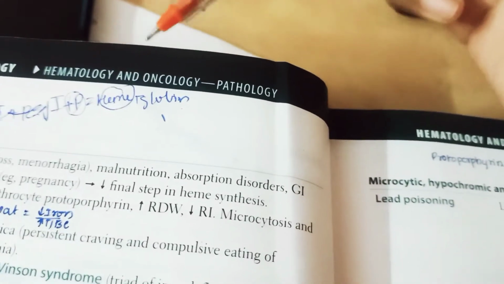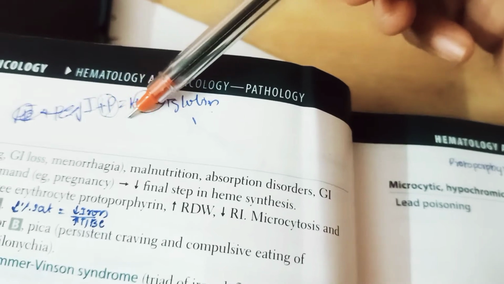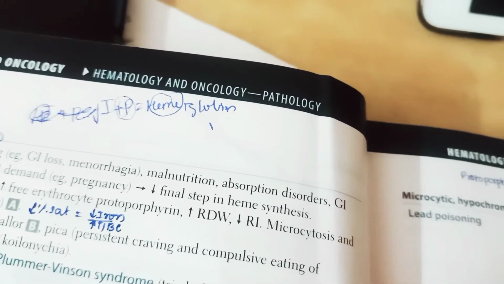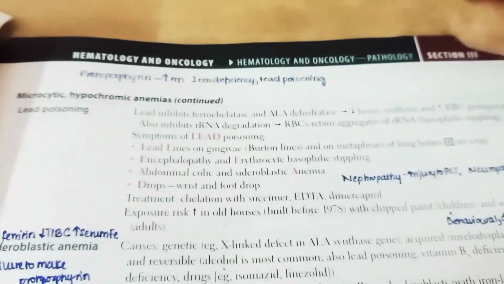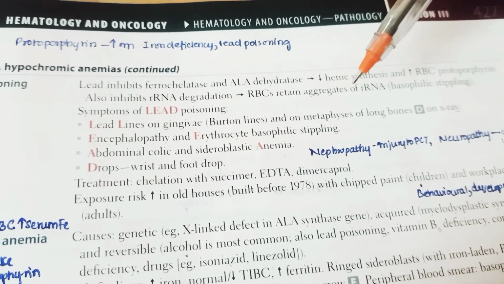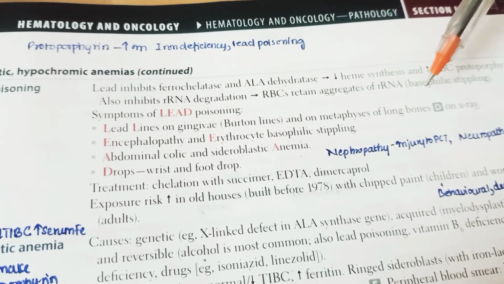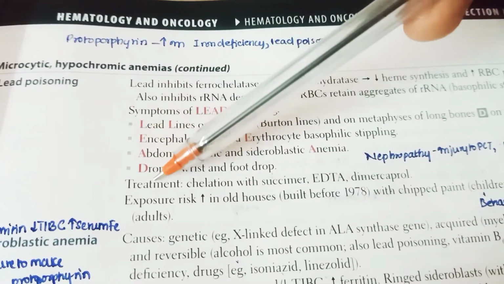So coming back to here, when there is decreased heme synthesis, you can understand the free protoporphyrin levels will increase, and also there is increased RBC protoporphyrin. It also inhibits rRNA degradation, that is, RBCs retain aggregates of rRNA, that is basophilic stippling. So you can remember the symptoms of lead poisoning by LEAD only.